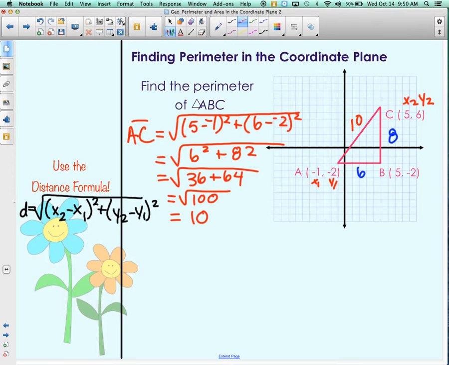Now, can I find the perimeter of ABC? Yeah, it would be 10 plus 6 plus 8, which is 24. 24 units. And we're talking perimeter, so it's just units. Yes. Questions?